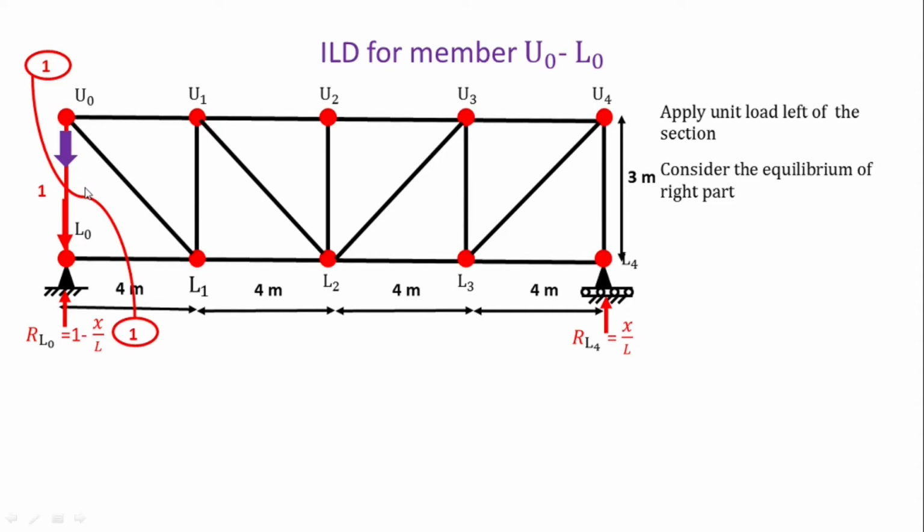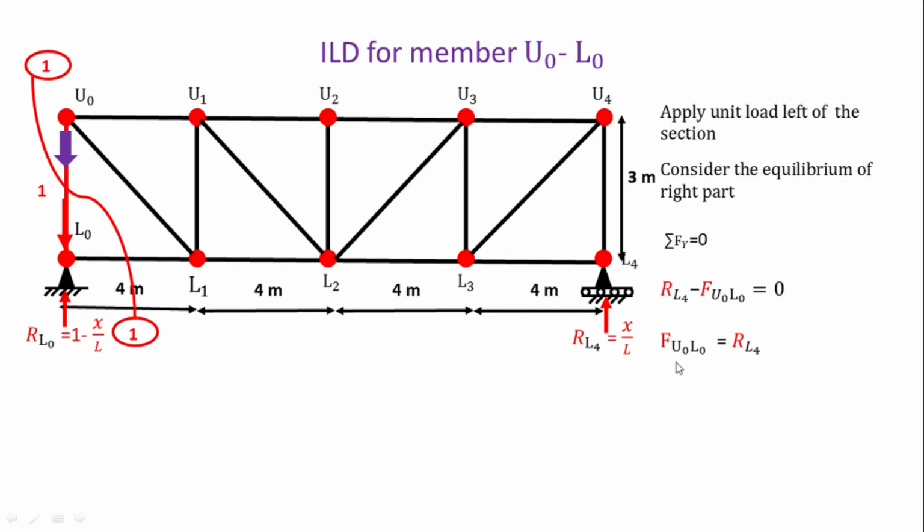But before that we have to consider the sign of the member force. Here the force is away from the joint, it means tension. So we are considering tension. Apply the sigma Fy condition. Only 2 forces are here, RL4 and U0 L0. This force should be shown above the section, because we are considering the right of the section. Sigma Fy condition: upward positive, downward negative. So the reaction is upward positive and this member force is downward, negative.